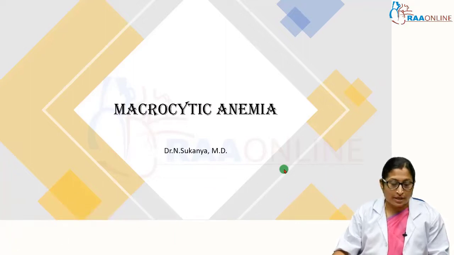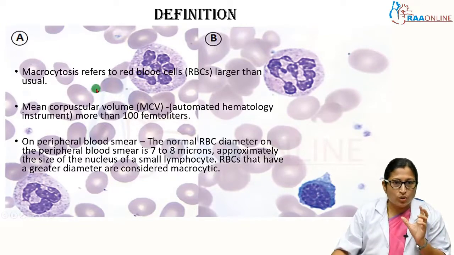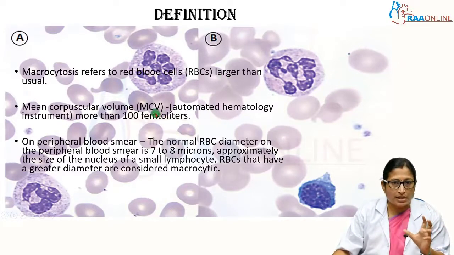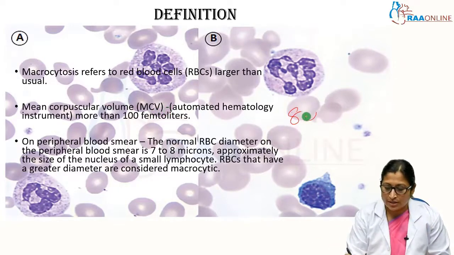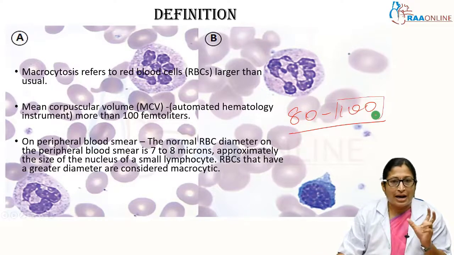We'll discuss macrocytic anemia now. So what do you understand by macrocytosis? Macrocytosis refers to RBCs larger than usual. That is, normal MCV by automated cell counter will be around 80 to 100. So the normal MCV is 80 to 100. Cells which are greater than 100 femtoliters are called macrocytes.